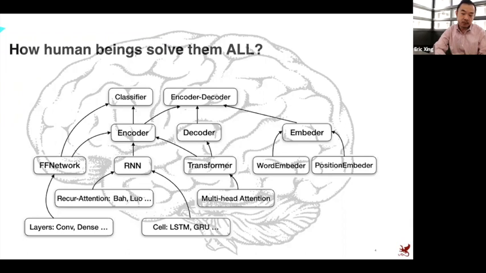Do we also have all these different modules or building blocks in our brain to process information separately? Well, it is not known, but at least we know that the human can deal with all this experience together as a single system. And that is already very different from the current machine learning systems we are building.